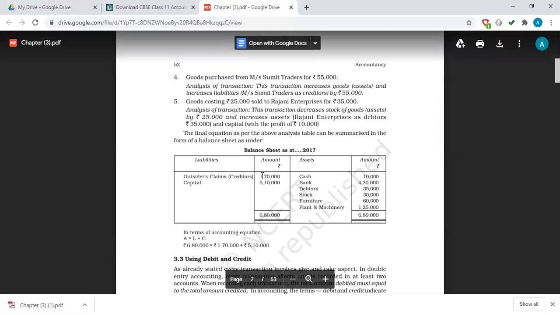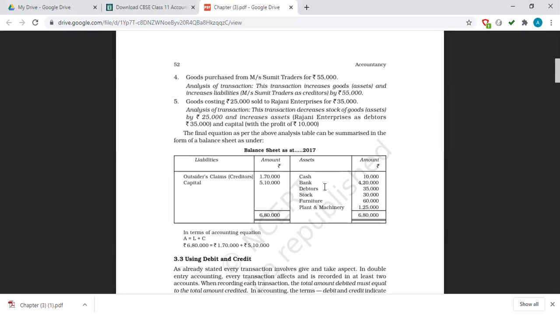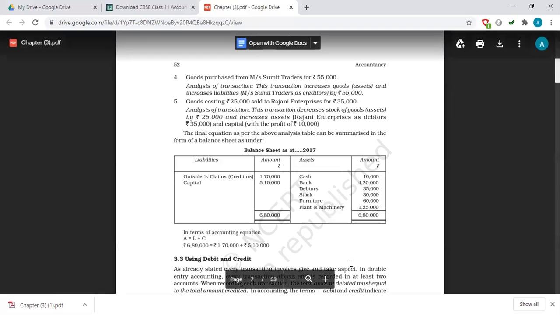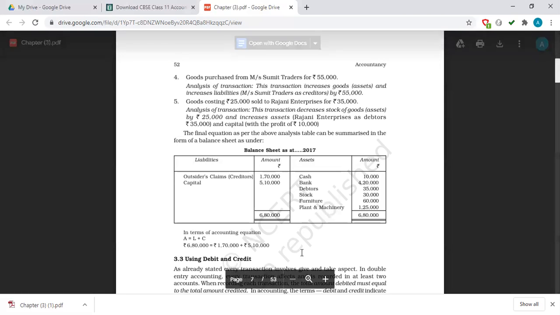Outsiders' claim is 1,70,000. Cash 10,000, bank 4,20,000, debtors 35,000, stock 30,000, furniture 60,000, plant and machinery 1,25,000. And creditors are 1,70,000, capital 5,10,000. That is 6,80,000 and 6,80,000, so the balance is the same.